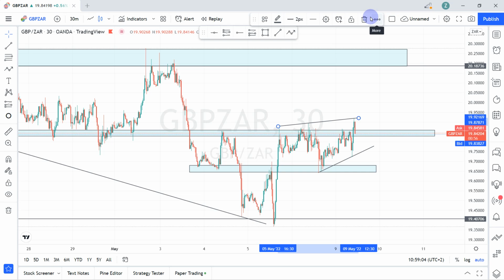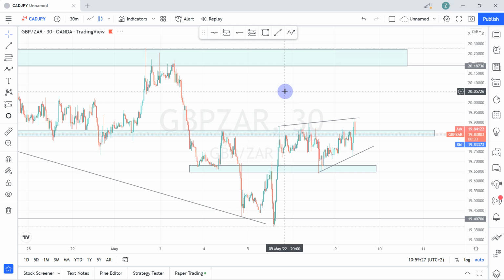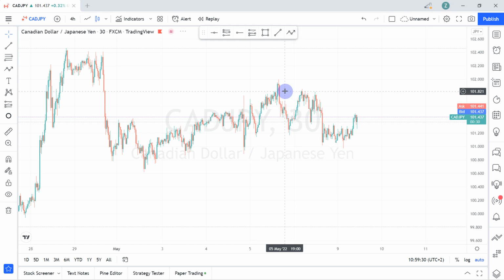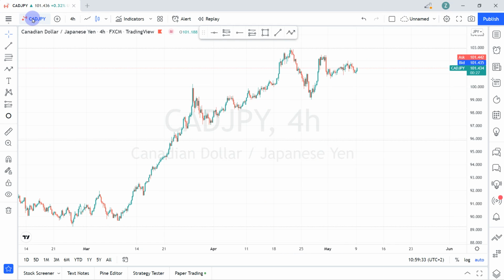Yes, let's move to another pair, which is the CAD yen, the CAD yen pair. Yes, this is the CAD yen pair, as you can see.